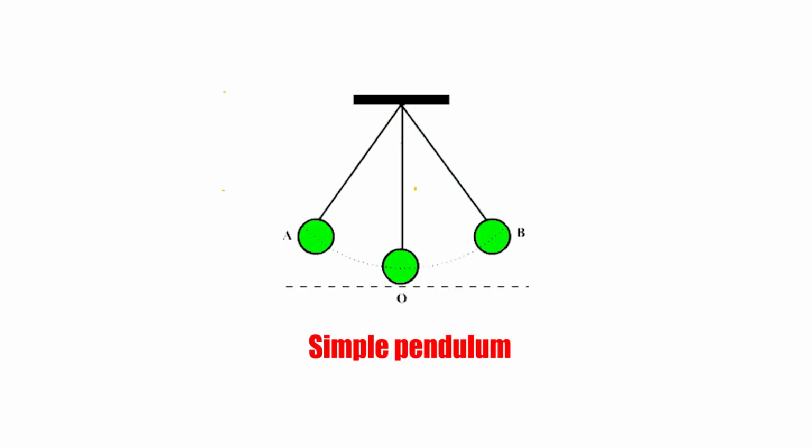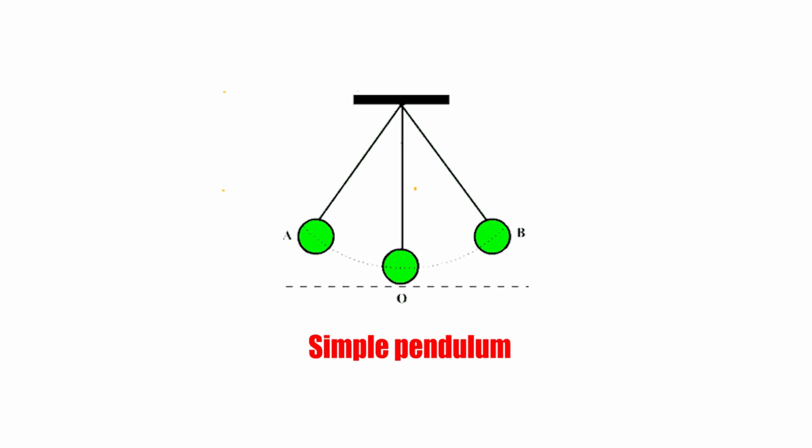Looking at the pendulum there, the time to move from point A to point O and then to point B must be the same as the time from B to O to A, to and fro.